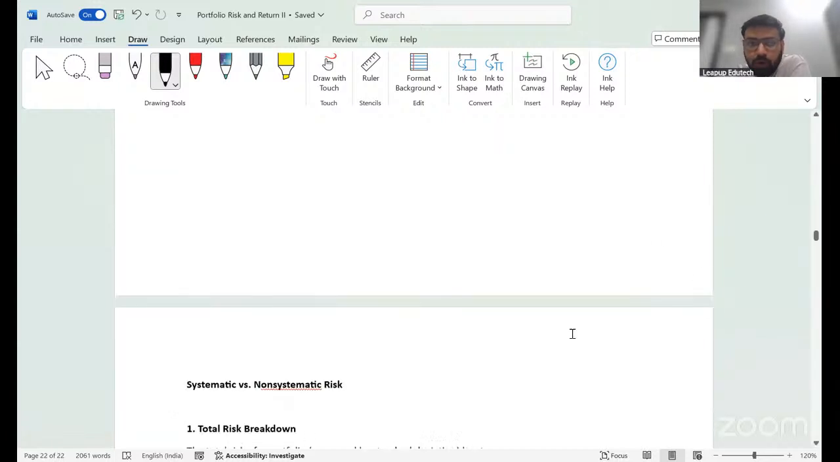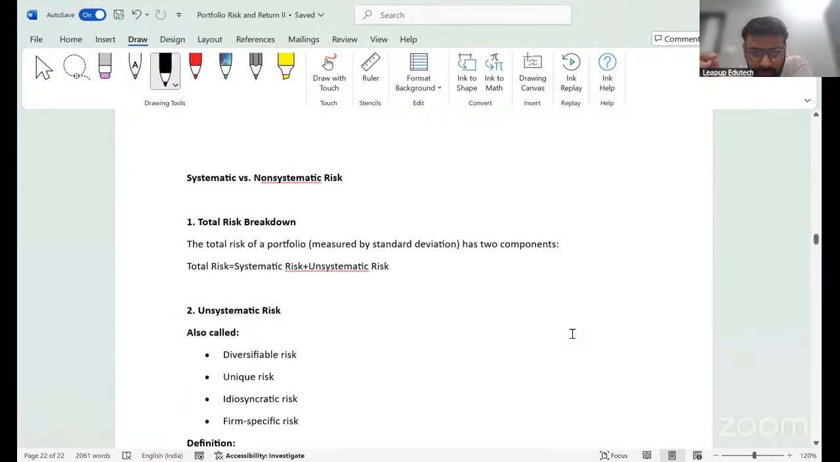All right, let's move forward now, guys. What do you mean by systematic risk? What do you mean by unsystematic risk? Sir, systematic risk is the risk that cannot be diversified. Unsystematic risk is something that can be diversified away.